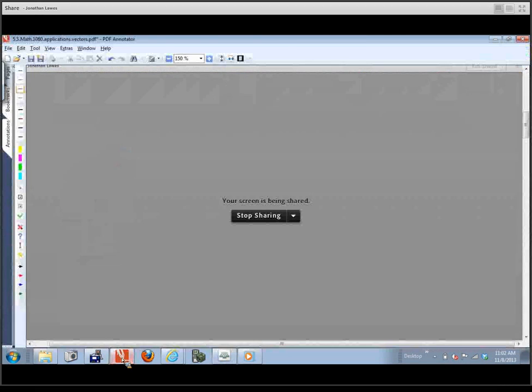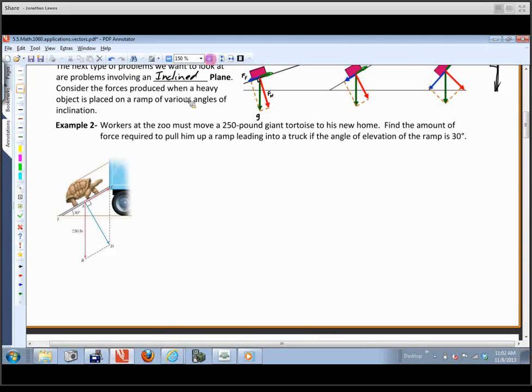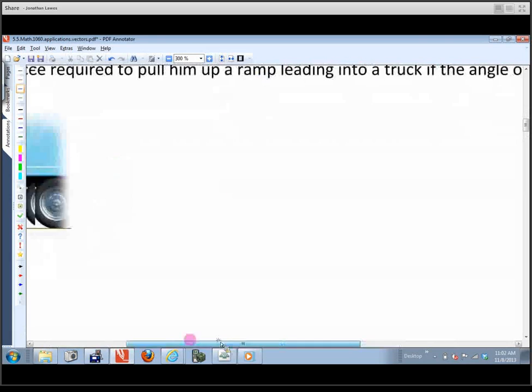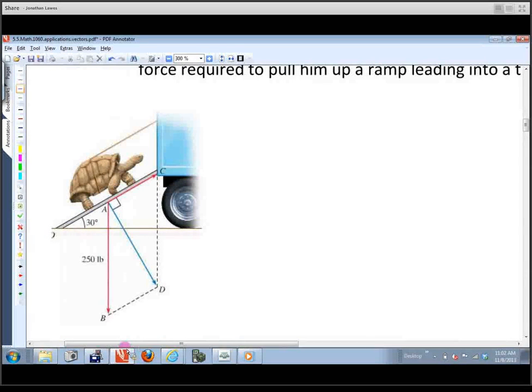So let's take a look here, and I'm going to zoom in on this one. Let's take a look at what's happening with these forces. He weighs 250 pounds, and gravitation is pulling that force straight down. We've got this ramp that's angled at 30 degrees, and they've drawn this vector right here to represent how hard they'd have to pull. Again, I'm going to switch that, and have this going in this direction.